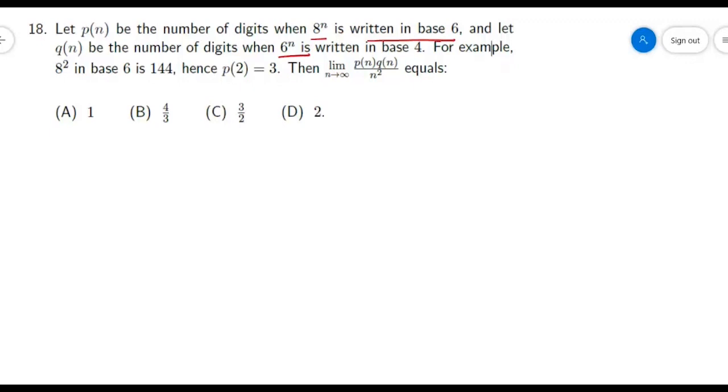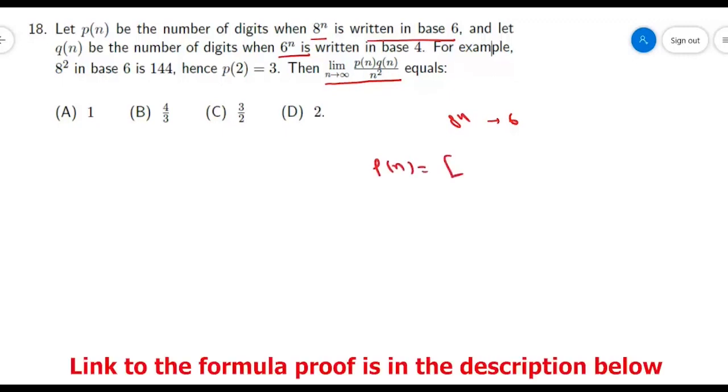We need to find this limit, which is the limit as n tends to infinity of Pn Qn upon n square. Now there is a direct formula for that. If we write 8 to the power n to the base 6, then the number of digits Pn is given by the greatest integer function of log of 8 to the power n to the base 6, and then plus 1. So this is the formula to find the number of digits in another base.